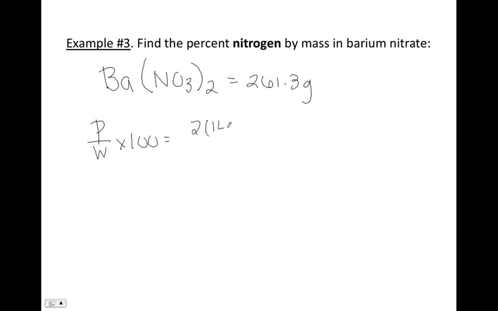So this is where being able to count how many atoms you have is pretty important. So mass of 28 divided by mass of the whole compound, which is the 261.3. Make sure you show that times 100, and when you plug that in, we find that nitrogen is simply 10.7% of the total mass of the compound.